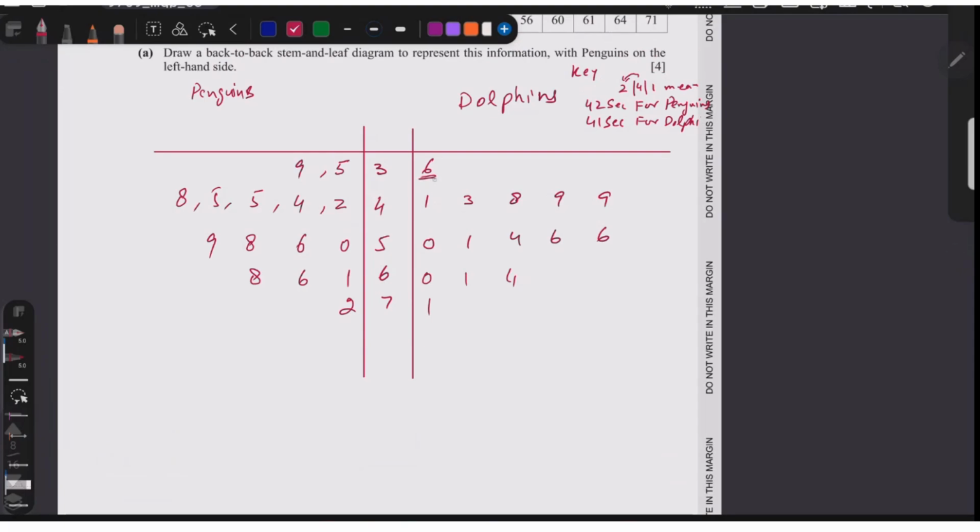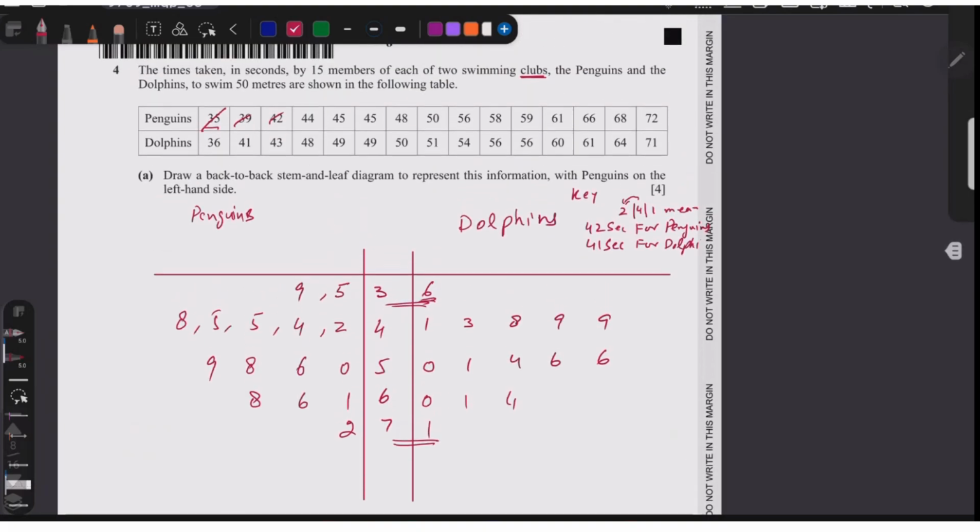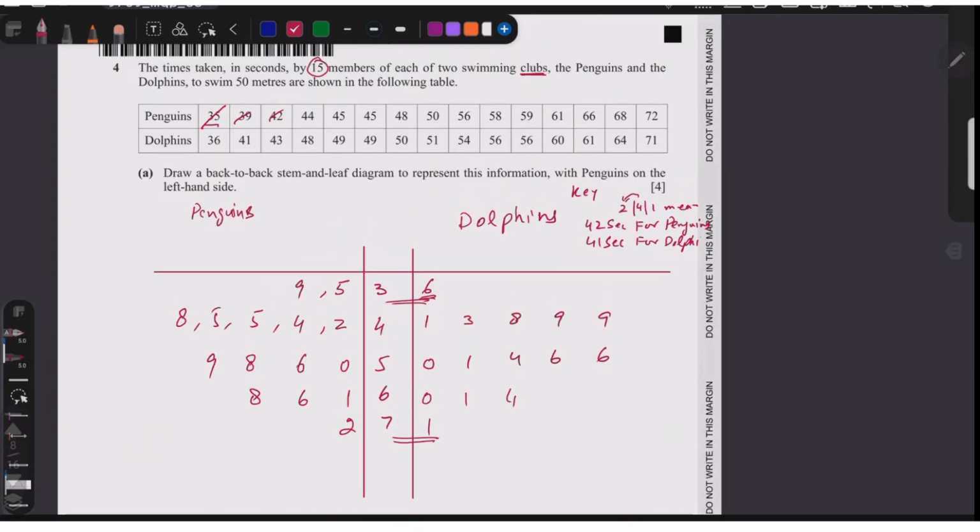The smallest value is 36 and the largest value is 71, and then we'll find Q1, the lower quartile. As we have seen, there are 15 members from each club, and when you add 1 to 15, it becomes 16, and when you take the quarter of that 16, it would be the fourth term. So this is the lower quartile, and then the median would be the eighth term. The upper quartile is the 12th term.